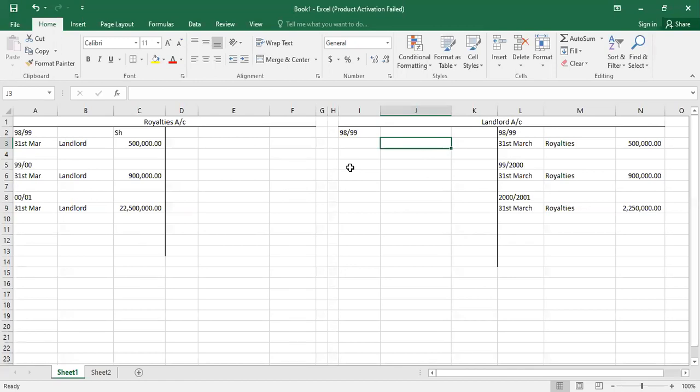So I'm debiting the landlords with the payment and I'm crediting the cash book because my cash is decreasing, right? Assuming that we paid everything, I want to close this book. So on 31st March, I'll have the landlord account being debited and the cash book account will be credited with the same amount.